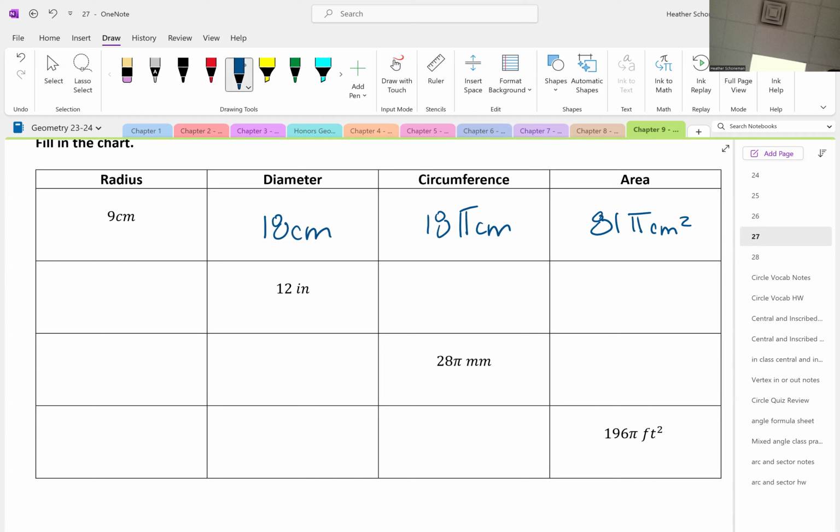Okay, I'll do the last one. The area is 196 pi. So to get the radius, you have to take the square root of 196. So this is 14 feet. That means the diameter is 28 feet, and the circumference is going to be 28 pi feet. Okay, that's the first thing I want to show you.